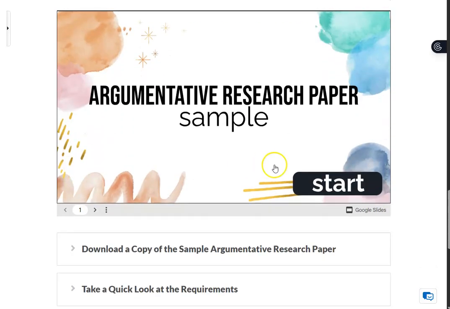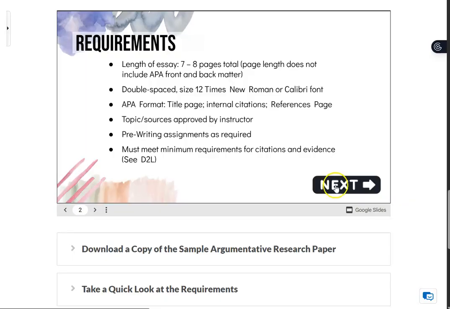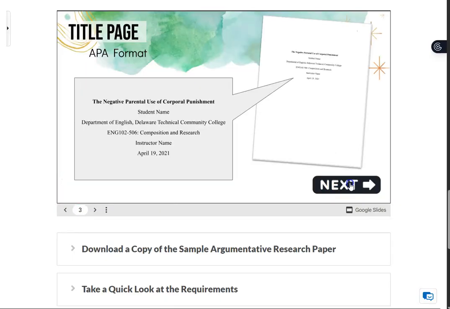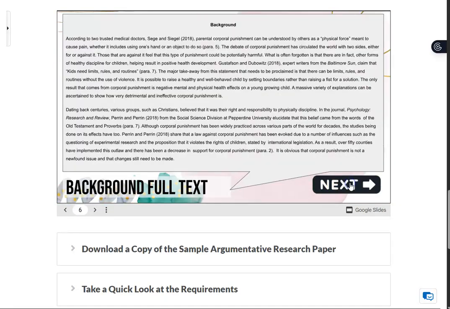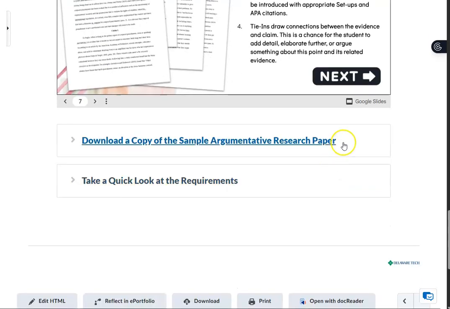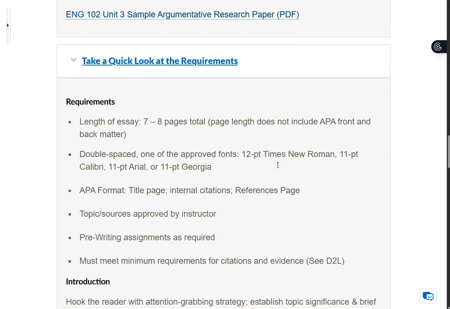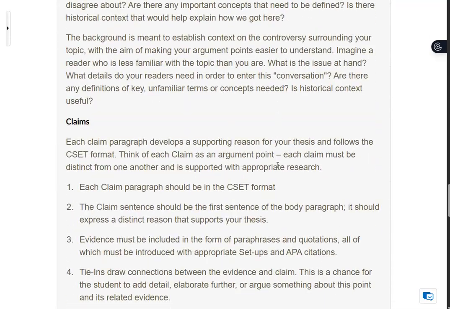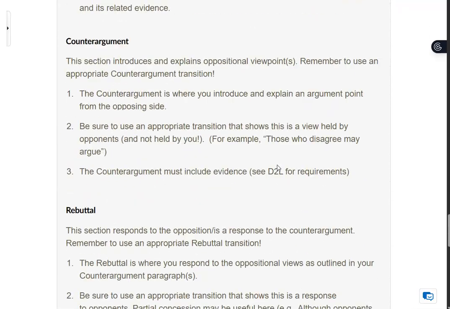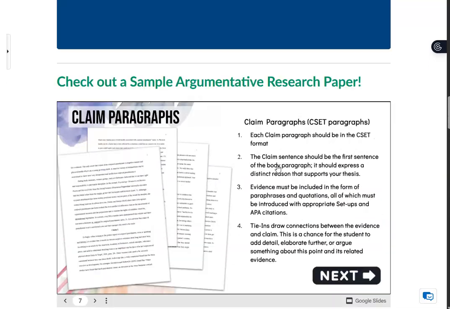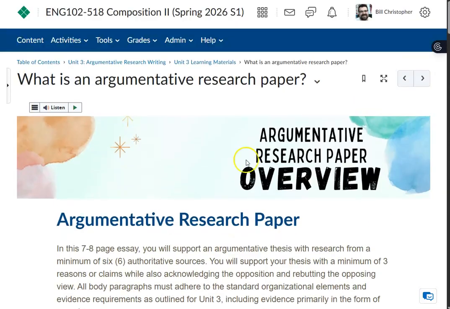So you can look at the sample research paper, which is actually a little bit more helpful down here. It shows you the requirements, what a title page should look like, and so forth. And this is great. You can download it here and look at it in a full PDF. And then you've got the requirements here to kind of tell you what each little section does. But, as I've always told you in Unit 1 and Unit 2, I can do it better.